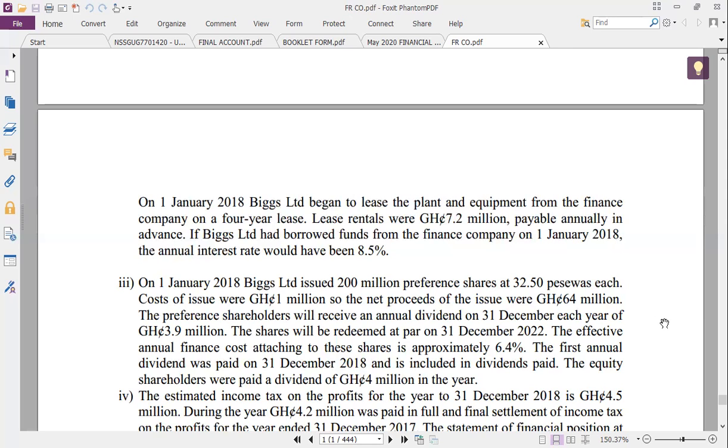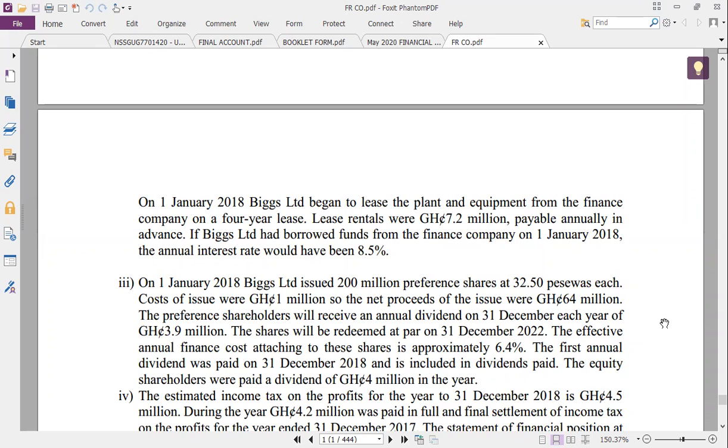On January 1st, 2018, that's the beginning of the financial year, or the beginning of the reporting year, BIX Limited issued 200 million preference shares at 32.50 pesos each. Cost of issue were 1 million. That's transaction cost, right? Or issue cost. How do you treat transaction cost in financial instruments? If it's a financial asset, how do you treat it? If it's a financial liability, how do you treat it? That's what they're asking you here.